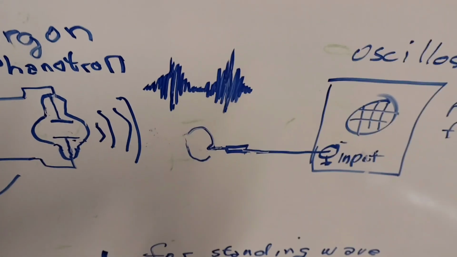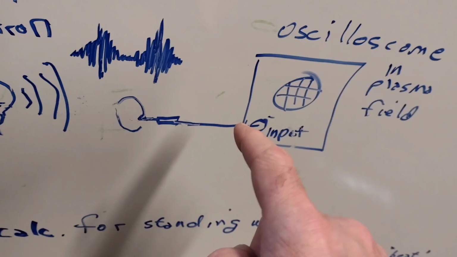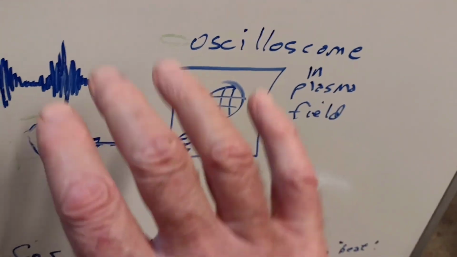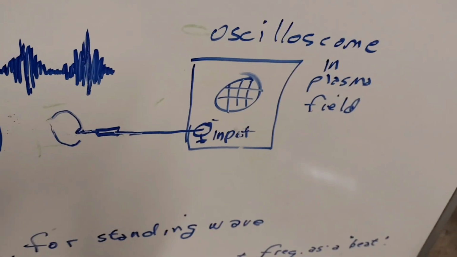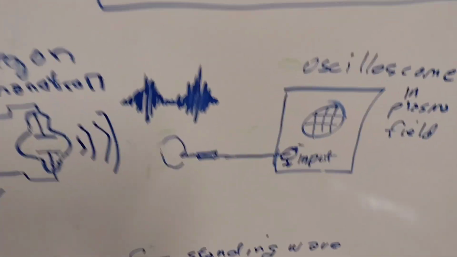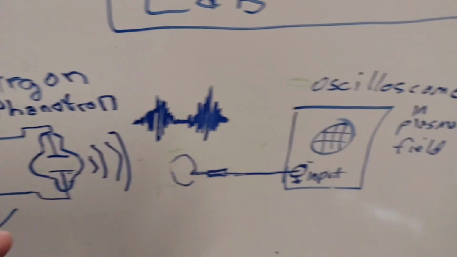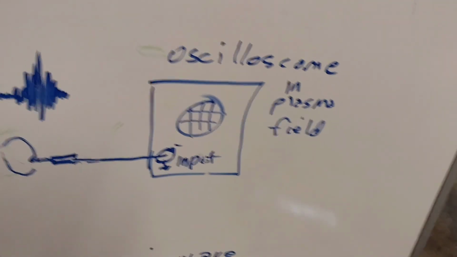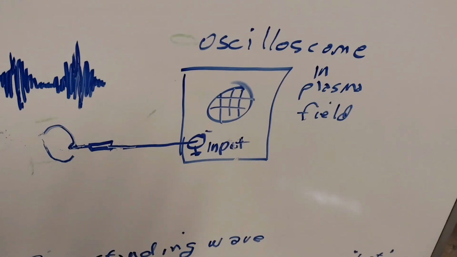We're going to place an oscilloscope with a wire loop probe out into the field where the beat frequency should be emanating from the glass bulb. And we're going to see if we can pick up a beat frequency.